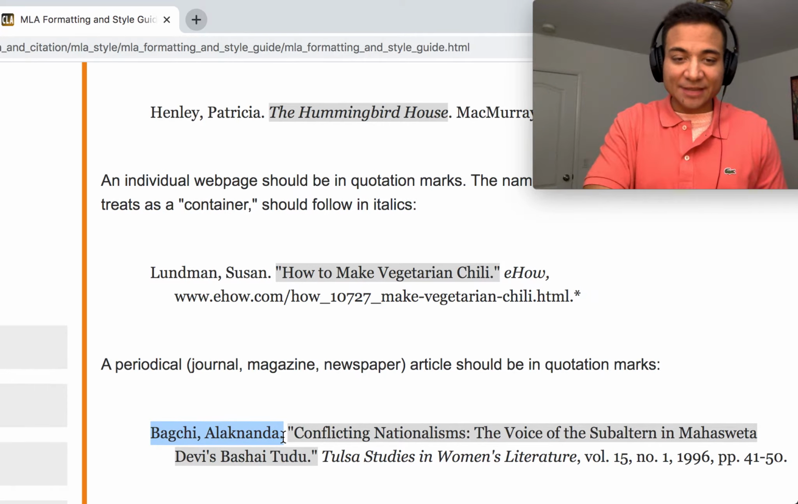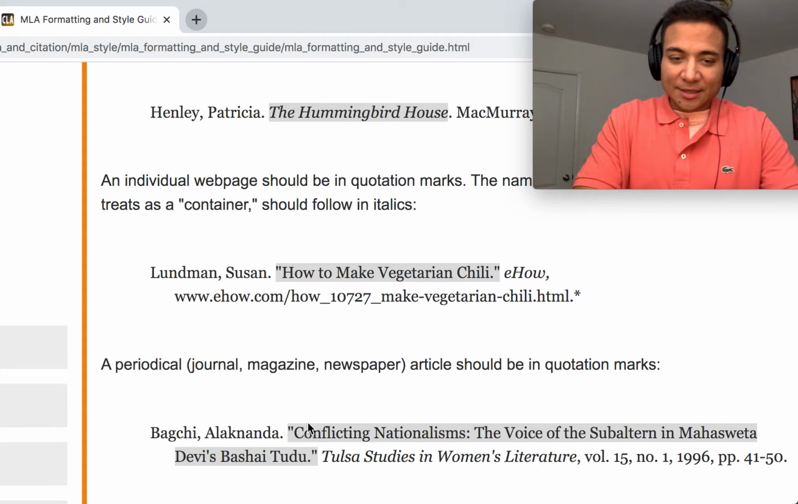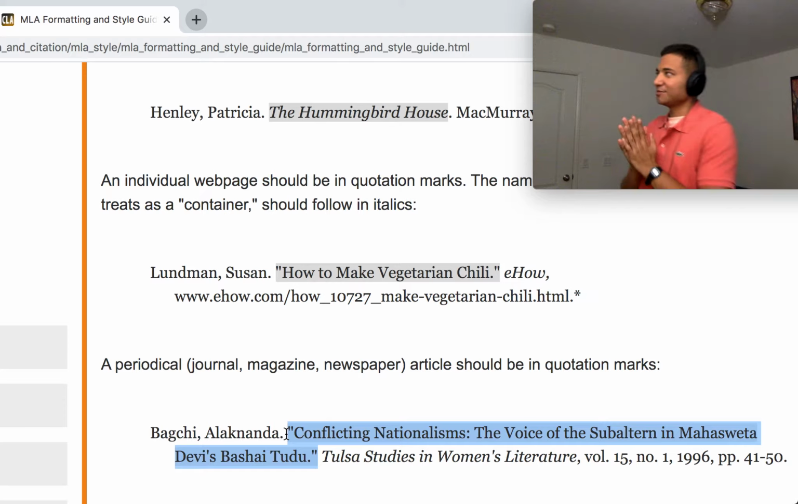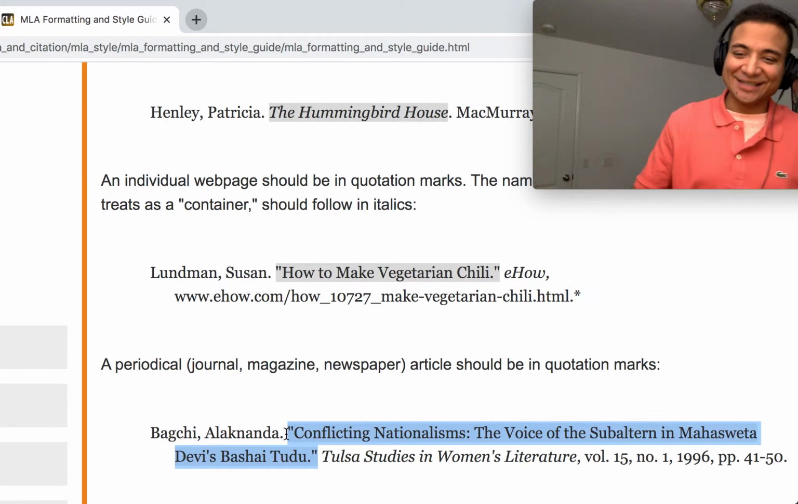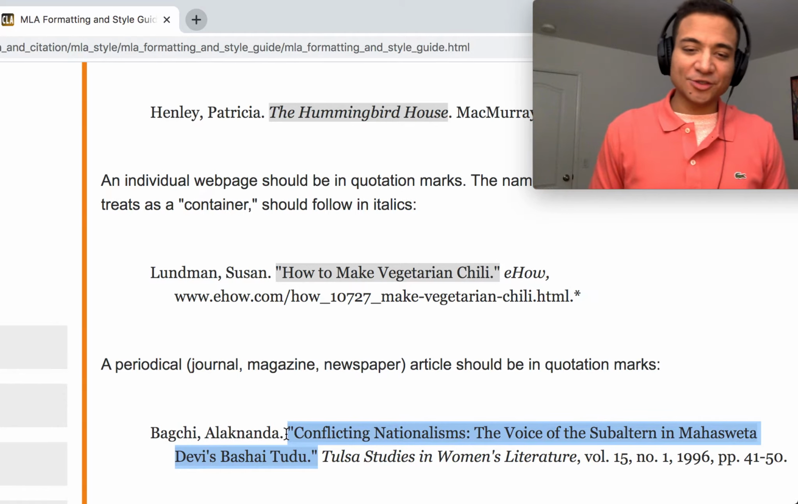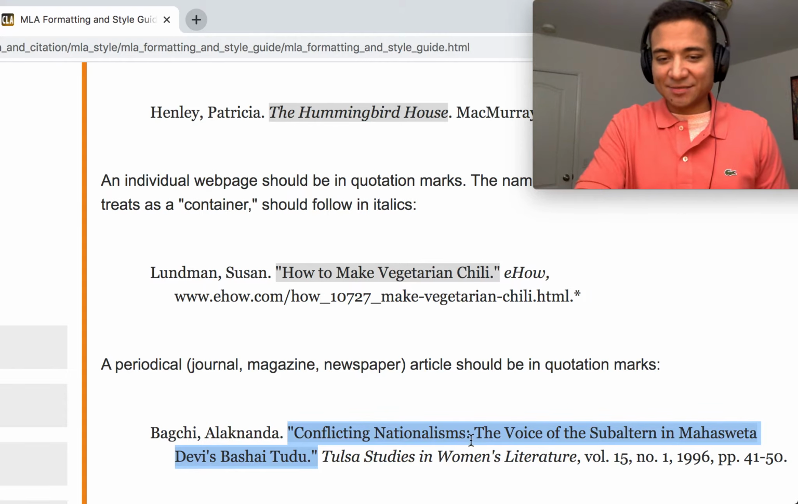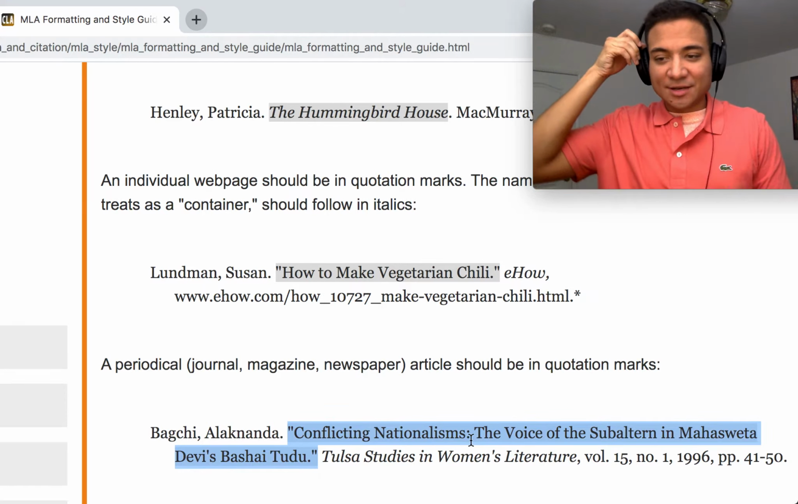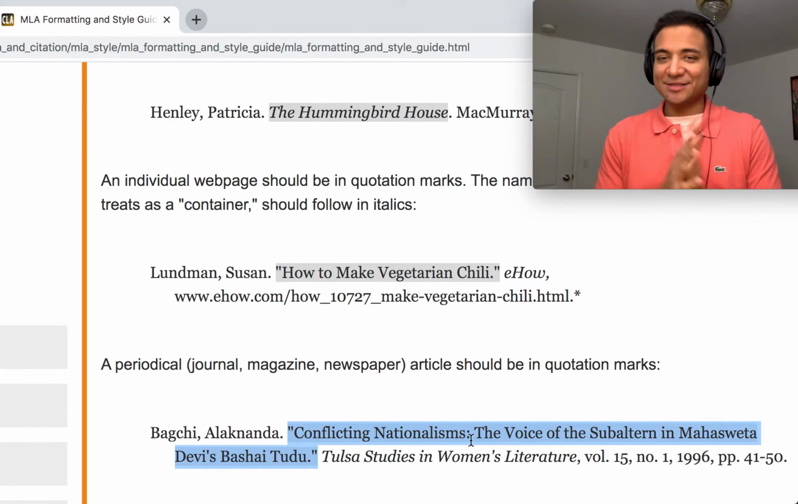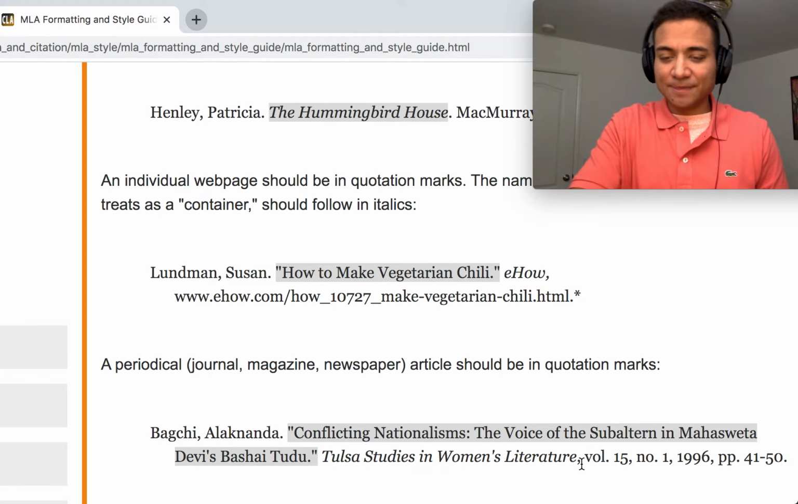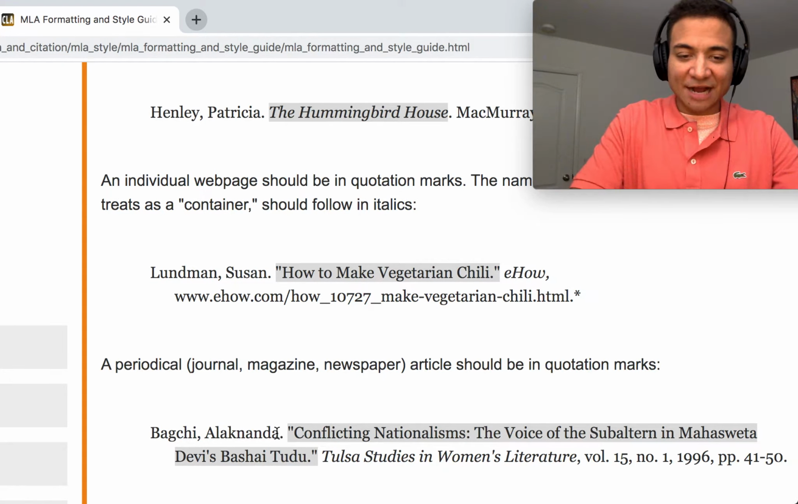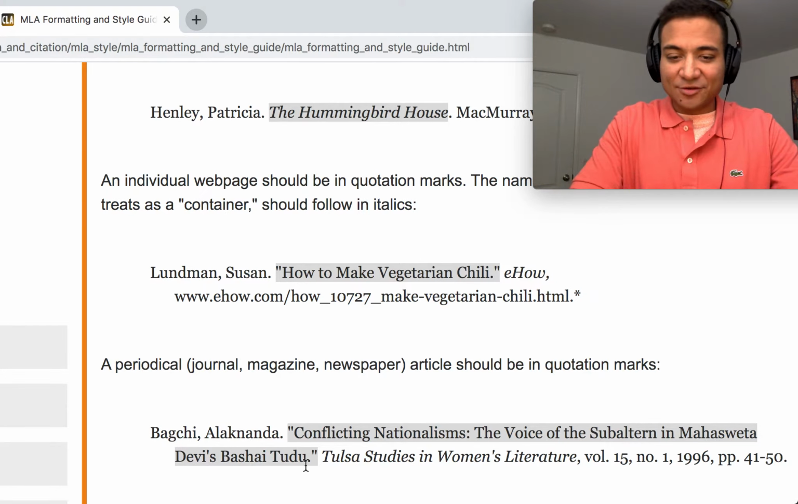Bagchi Alaknanda, that's the author, period. Here's the source title, and because it's in quotation marks, we're like, okay, it's in quotation marks, therefore it's a, say it, component. And in this case, potentially an article. So Conflicting Nationalisms, look, it has a subtitle. The Voice of the Subaltern in Mahasweta Devi's "Breast Giver." Wow, that's a mouthful. So here is the journal name, Tulsa Studies in Women's Literature. And remember that the periods are after the author and after the source title. Everything else are commas, right?